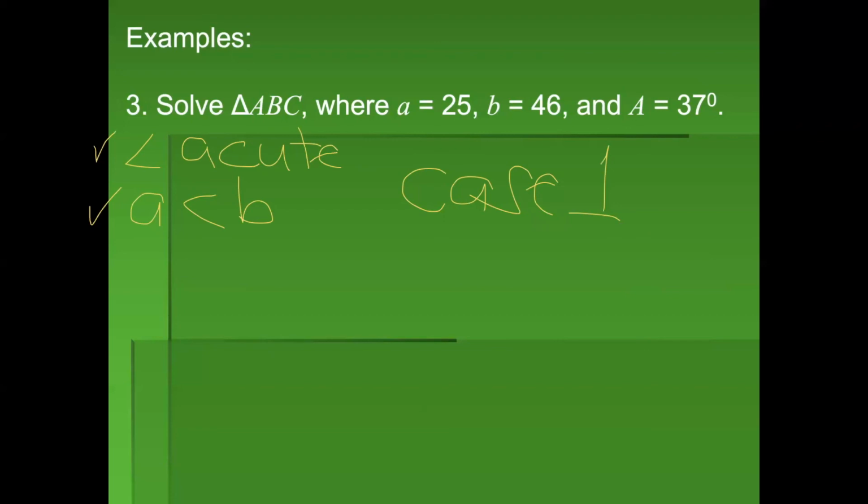So since we are in case 1, we need to solve for B sine A. B sine A is the length of the other side multiplied to sine of the given angle. So that will be 46 sine 37. And that is 27.68.